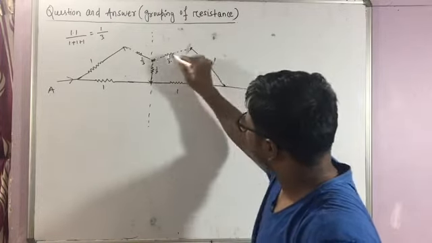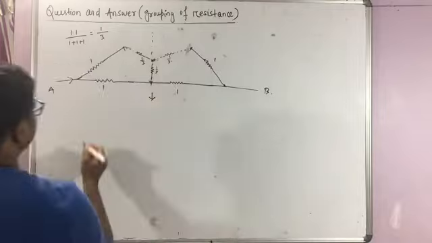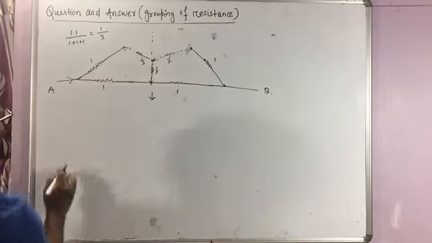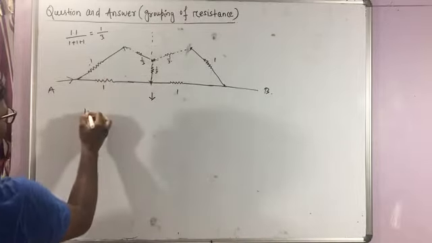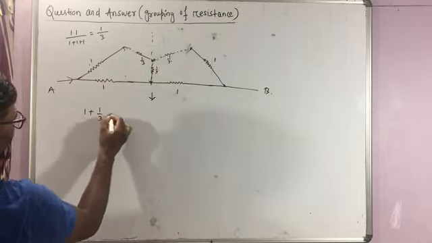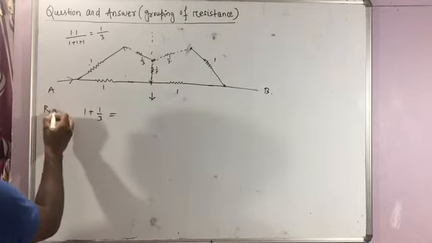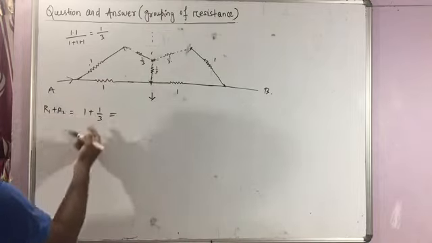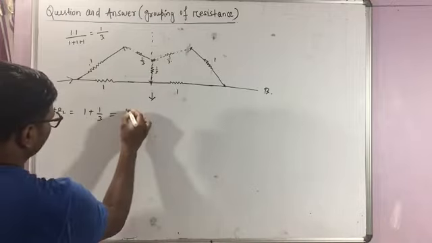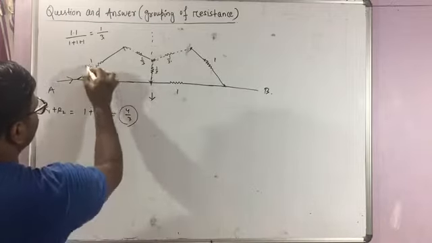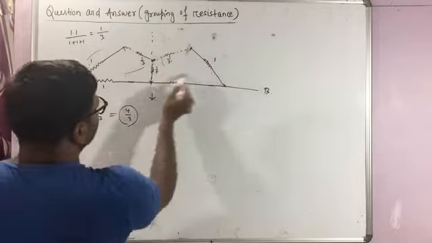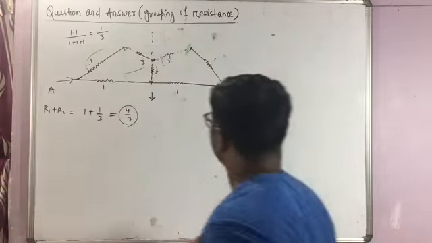So I can replace this diagram, it will be like this. Means 1 and 1 by 3, they are in series. So the effective resistance will be 1 plus 1 by 3, because in series the formula is R1 plus R2. So which is 4 by 3. Means this resistance will be 4 by 3. These two resistances will be 4 by 3.